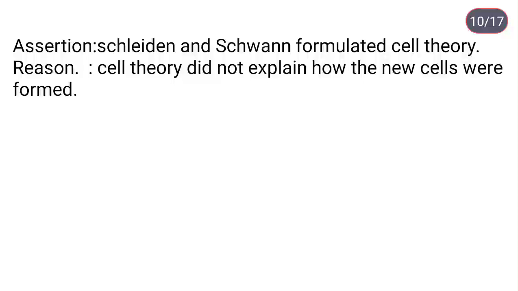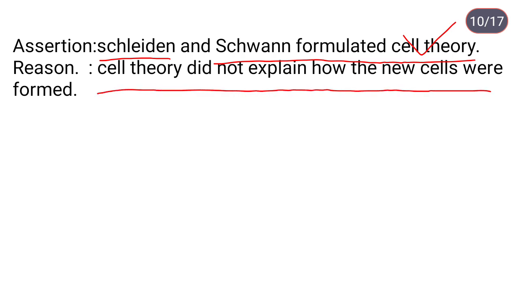And the next question is assertion and reason. Assertion says that Schleiden and Schwann formulated the cell theory. Yes, absolutely. The assertion is true because both Schwann and Schleiden formulated the cell theory, and the reason is that the cell theory did not explain how the new cells were formed. The reason is also correct.